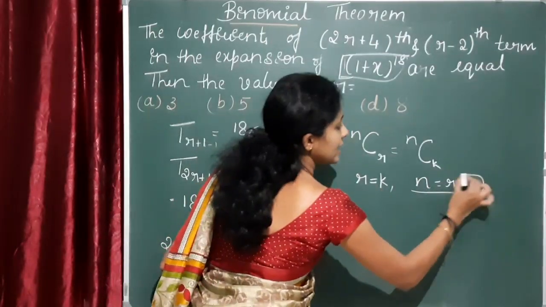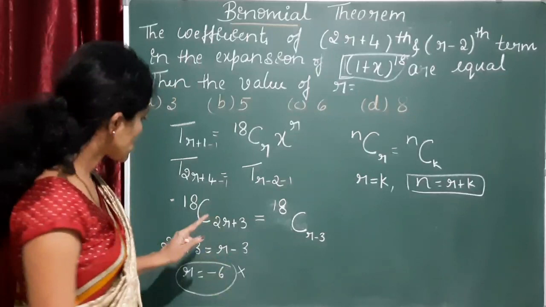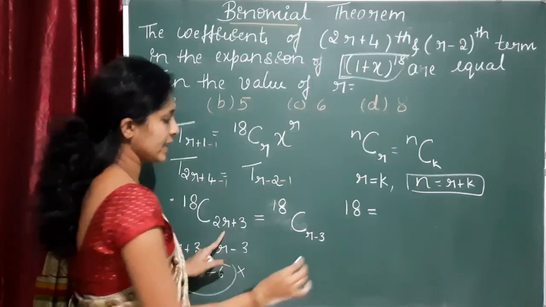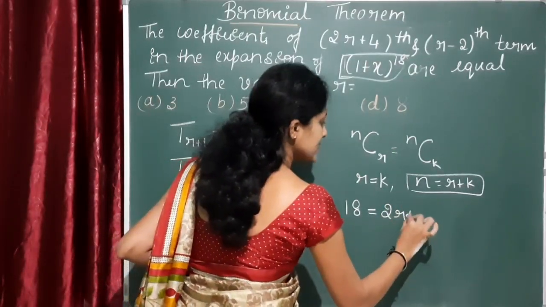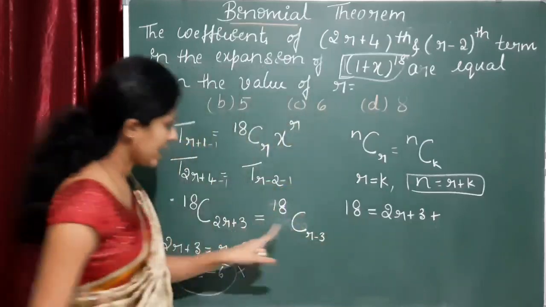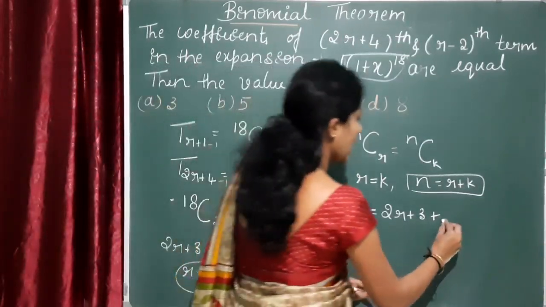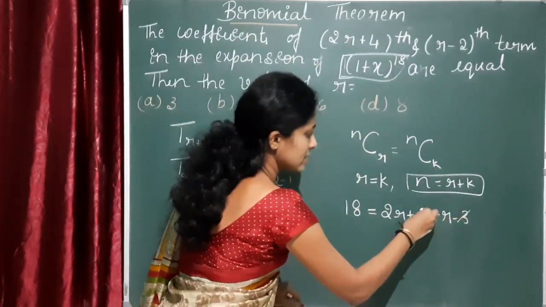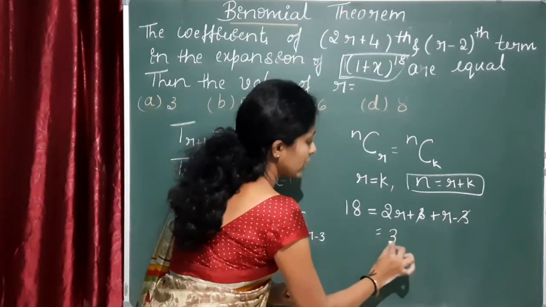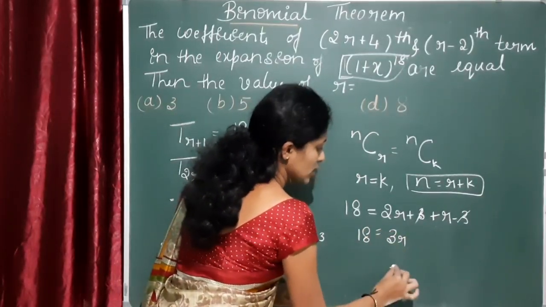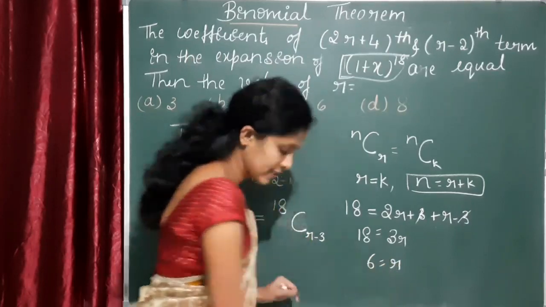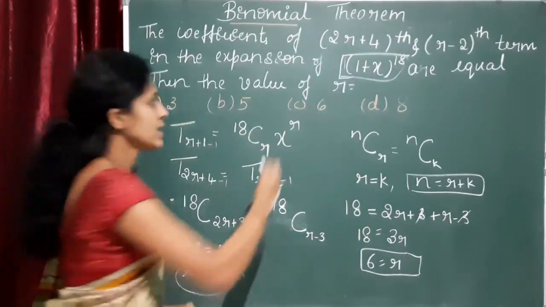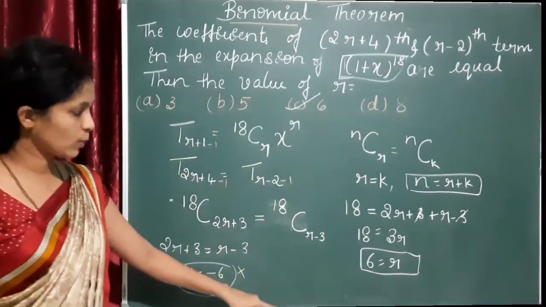So we'll check with n is equal to r plus k. So here the value of n is 18, equal to r plus k. Here this will be 2r plus 3, plus the value of k, which is r minus 3. I hope you remember these formulas. Now plus 3 and minus 3 will get cancelled. So 3r is equal to 18, so the value of r is equal to 6. Here we got it as minus 6, but the actual answer is r is equal to 6. That means option C. I hope you understood this problem.